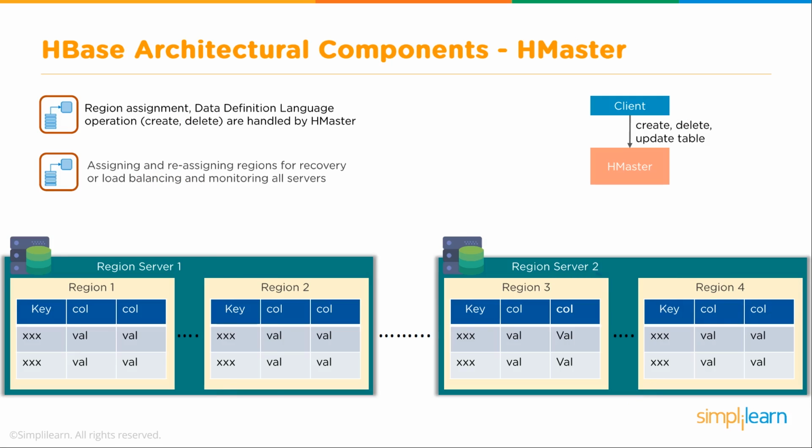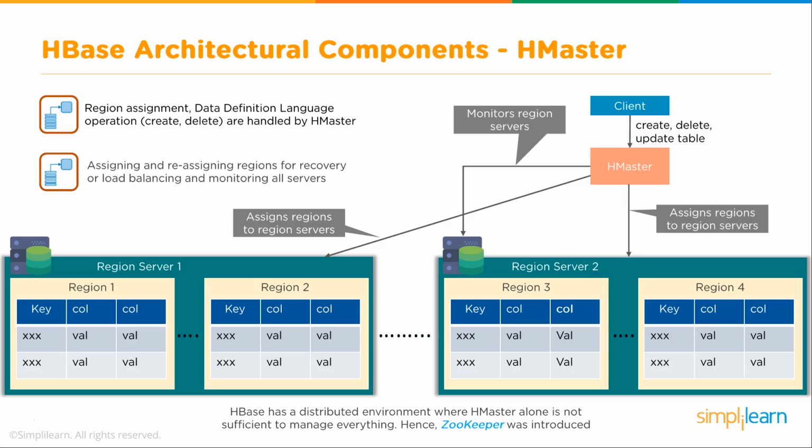And so the data definition language operations, create and delete, are handled by the HMaster. So the HMaster is telling it, what are we doing with this data? It's assigning and reassigning regions for recovery or load balancing, and monitoring all servers. So that's also part of it. So if you have 500 IDs across 3 servers, you're not going to put 400 IDs on server 1 and 100 on server 2 and leave region 3 and region 4 empty. You're going to split that up, and that's all handled by the HMaster. And you can see here it monitors region servers, assigns regions to region servers, and so forth and so forth.